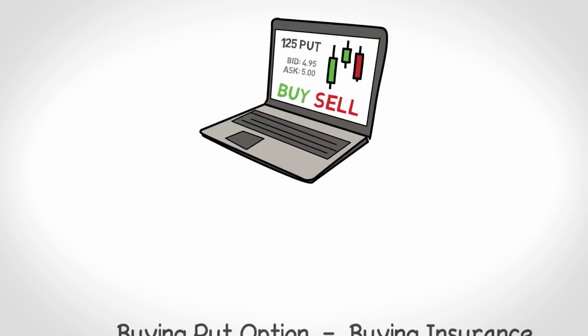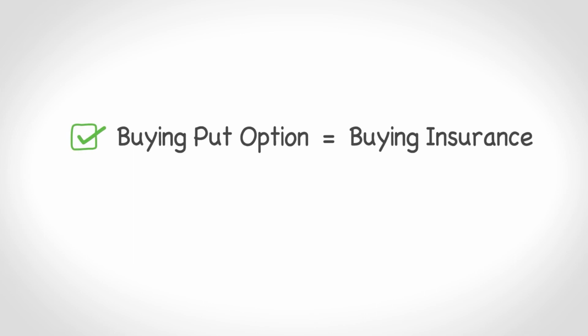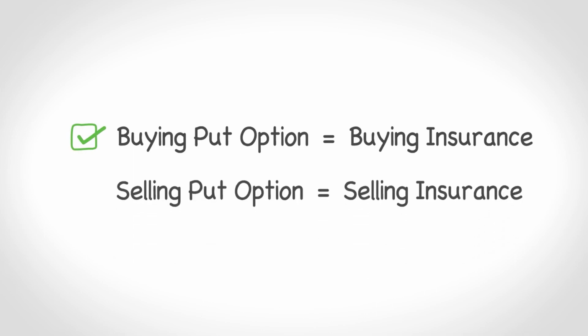Okay, you get it by now. Buying a put option is like buying insurance on a stock investment, and selling a put option is like selling insurance on a stock investment. But let's look at another reason one might want to buy an option, and this time we're going to explain to you why you might want to buy a call option.